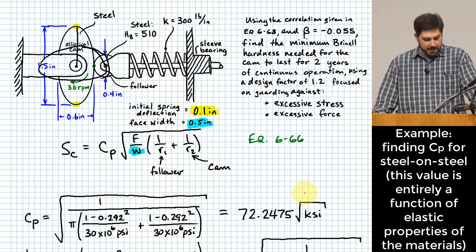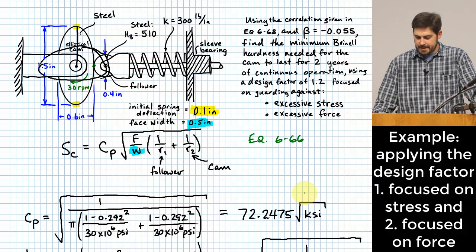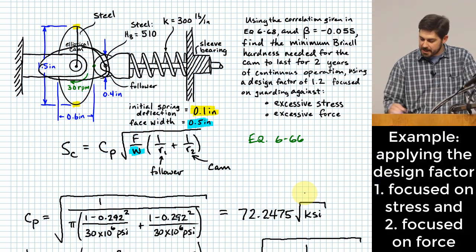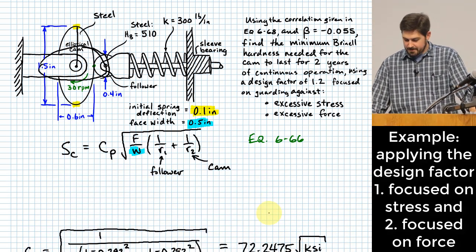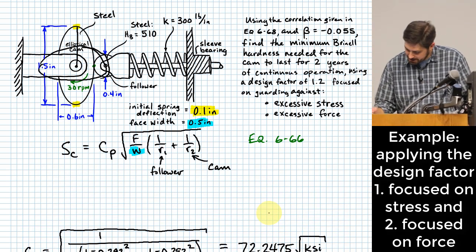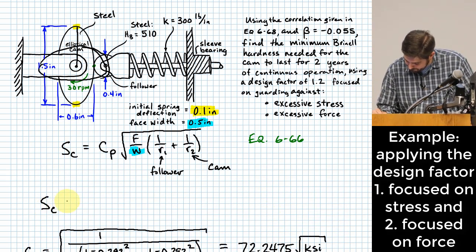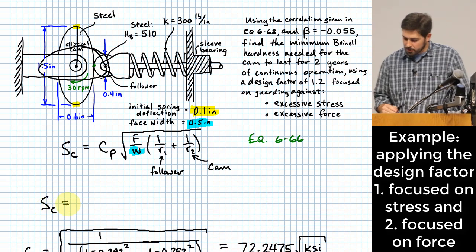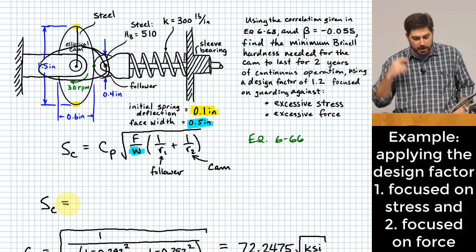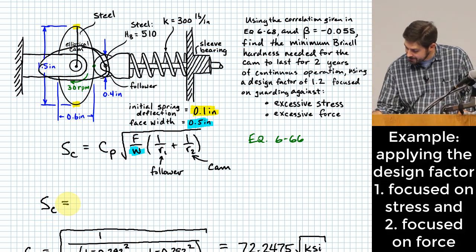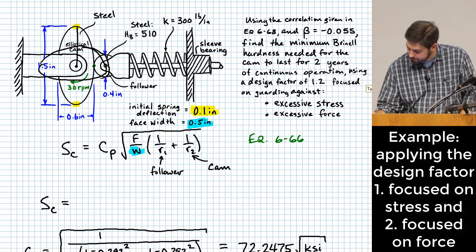Alrighty, so now we have C sub P. Now we can calculate S sub C. So let's do it. S sub C is going to be equal to C sub P. Oh, one other thing I should mention as well: we are supposed to apply a design factor of 1.2.